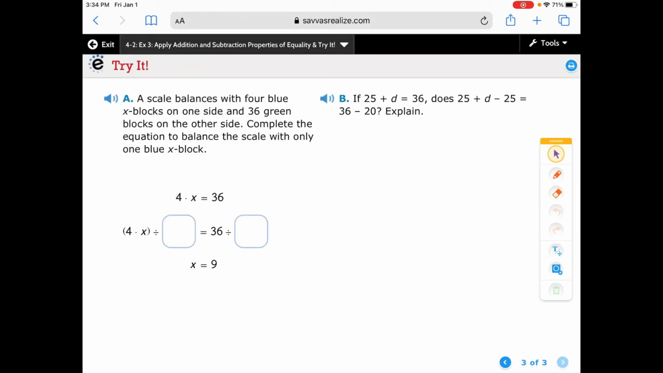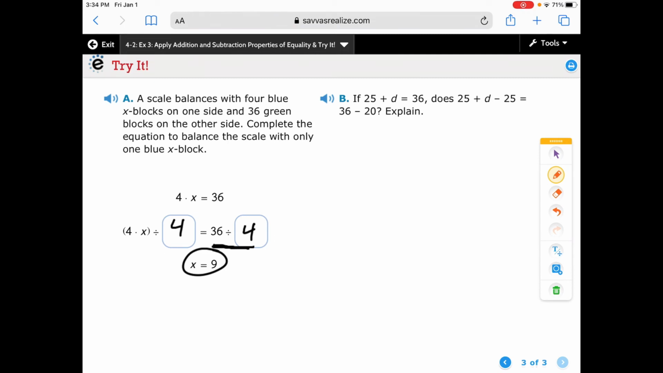Now for the bottom, it says a scale balances with 4 blue x blocks on one side and 36 blocks on the other side. Complete the equation to balance the scale with only one blue block. So as we fill it in, we're going to have 4x, and we're going to divide by 4 for both sides. And we see that this equals 9. This part here would help us out with that.